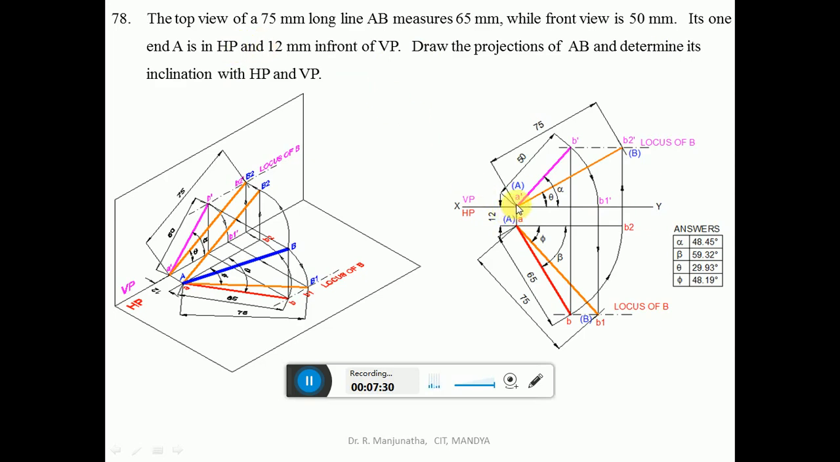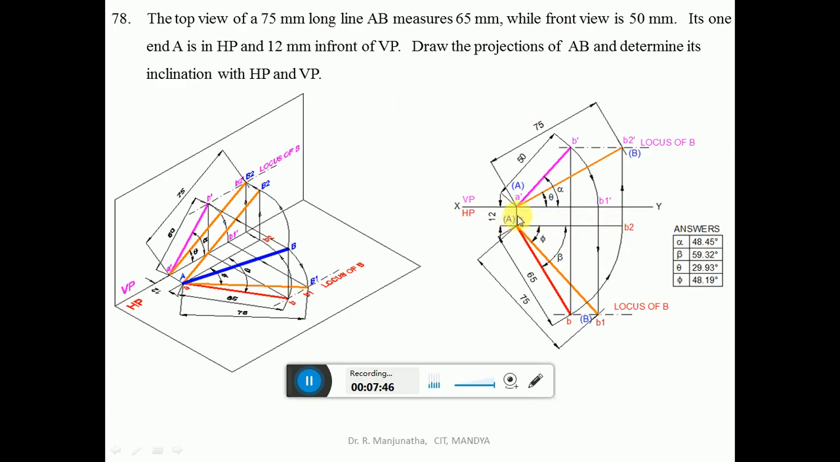From the XY line you mark some one point. You mark that point as A dash. Then 12 mm in front of VP. In front of VP is seen in the top view. So from the XY line you measure 12 mm and draw a horizontal line. Consider any point and then draw a vertical line so that it is going to cut the horizontal line.